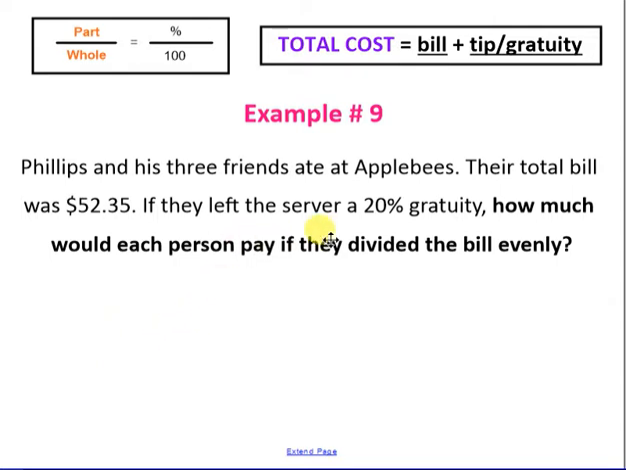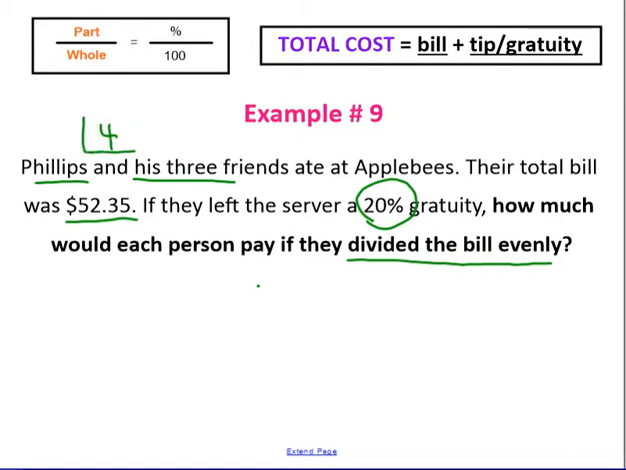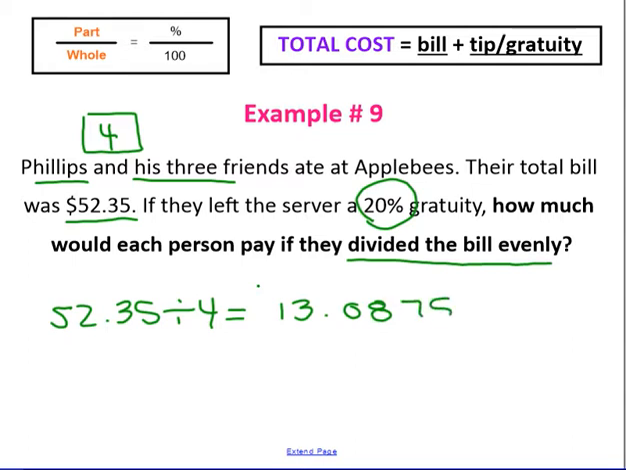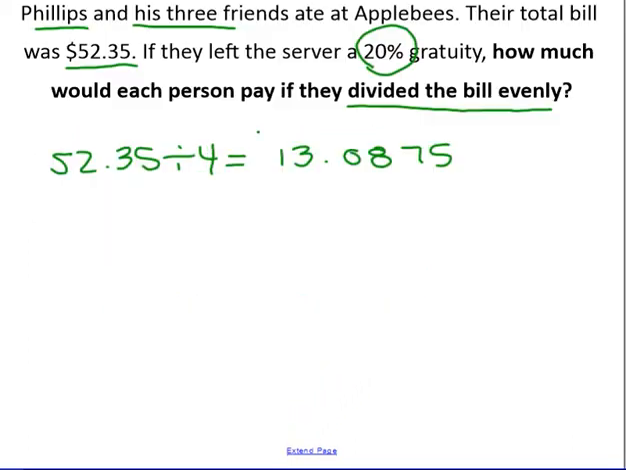Next example. Phillips and his three friends ate at Applebee's. Their total bill was $52.35. If they left their server a 20% gratuity, how much would each person pay if they divided the bill evenly? So, first of all, it's Phillips and his three friends. So that's 4 people in total. So I'm going to go ahead and divide the bill by 4. And you can use your calculator, 52.35 divided by 4. And I'm going to get 13.0875.